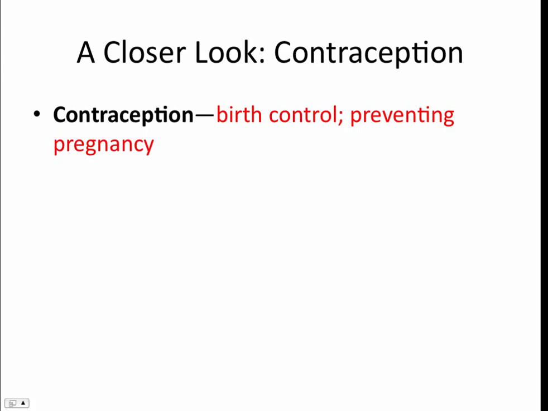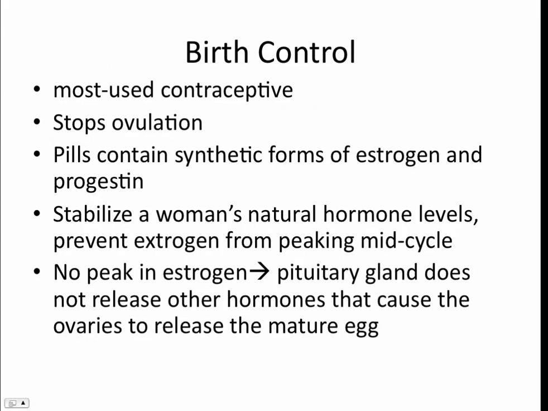It's pretty gnarly. Okay, our last topic for our Bio 130 class is contraception, and this is looking at birth control and preventing pregnancy. Birth control: the most used contraceptive is the birth control pill. It stops ovulation, and we went through this last time when we looked at the synthetic forms, because synthetic estrogen and synthetic progesterone are not going to make the conditions hospitable for the endometrium and implantation of that embryo and fertilized egg.